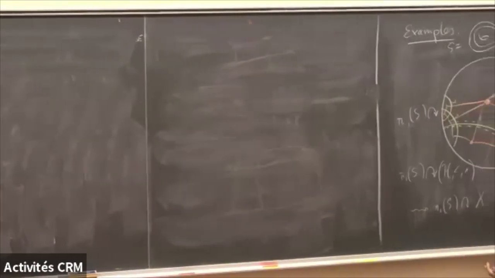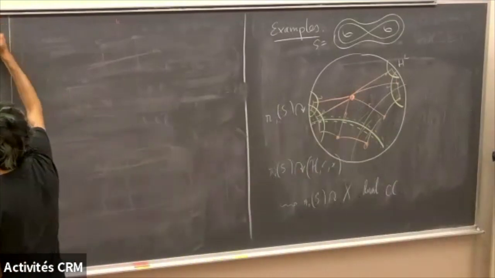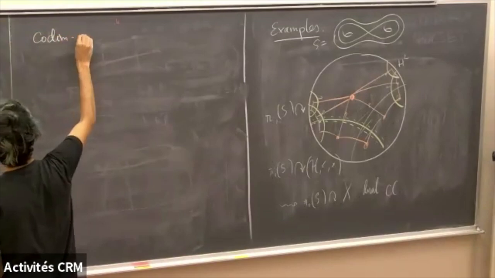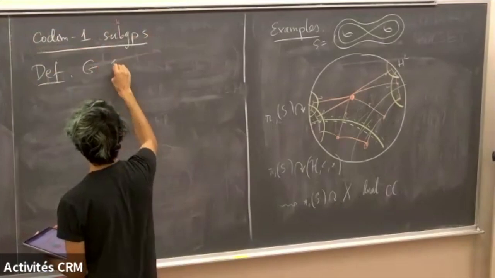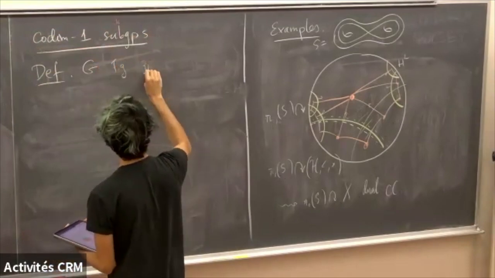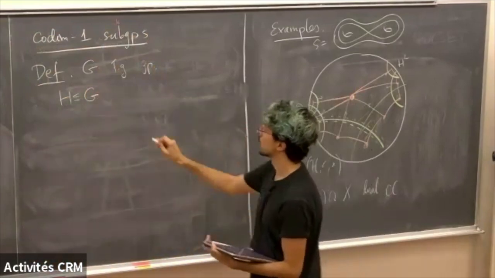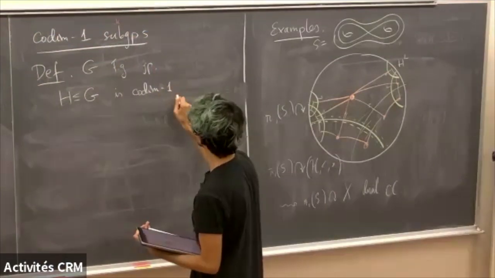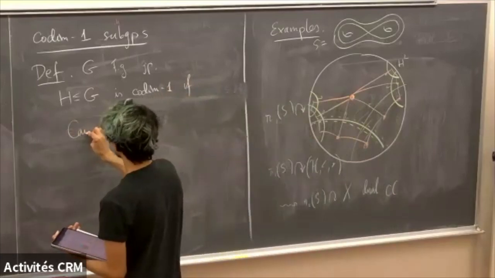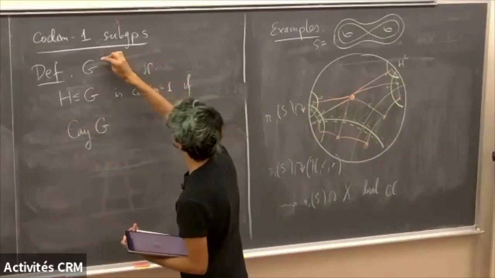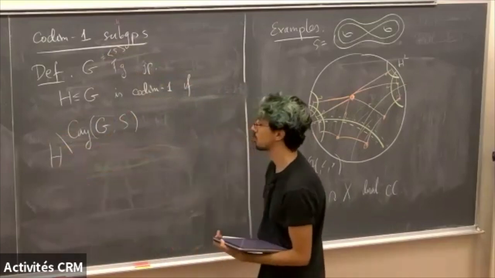And let me finish with maybe what started all of this industry of cubulating groups, which is Sageev's work on codimension 1 subgroups. So here's the definition. G, I'll take some finitely generated group, and H, some subgroup of G, is codimension 1 if I take the Cayley graph of G, with respect to some finite generating set, and mod out by H. This is the Schreier graph.